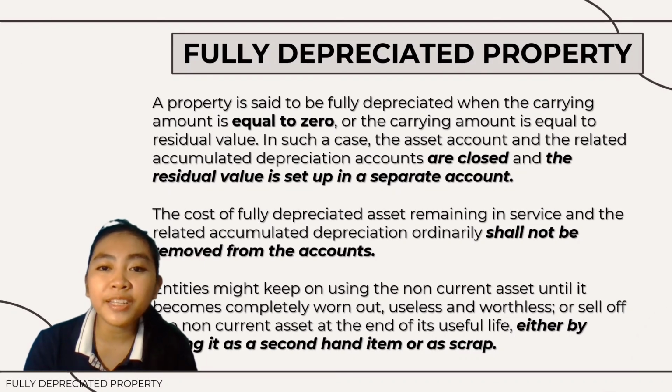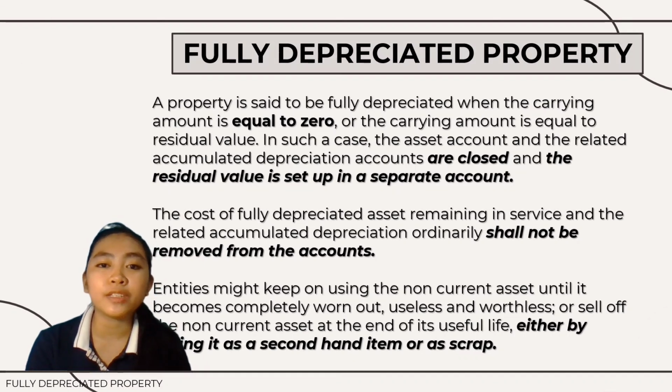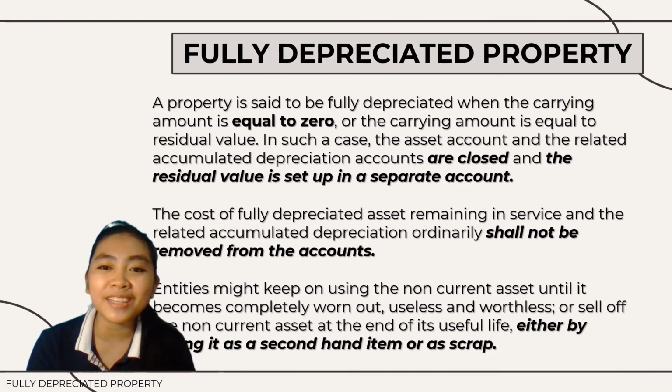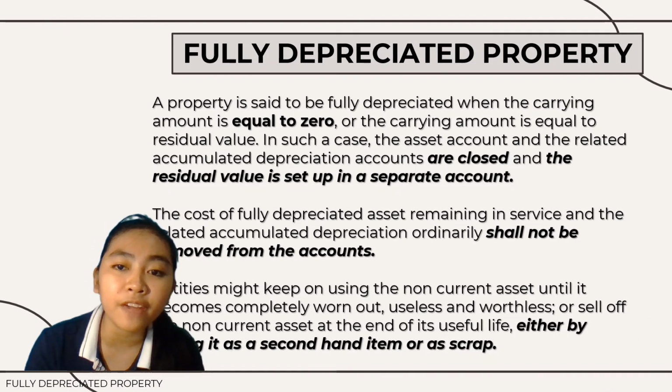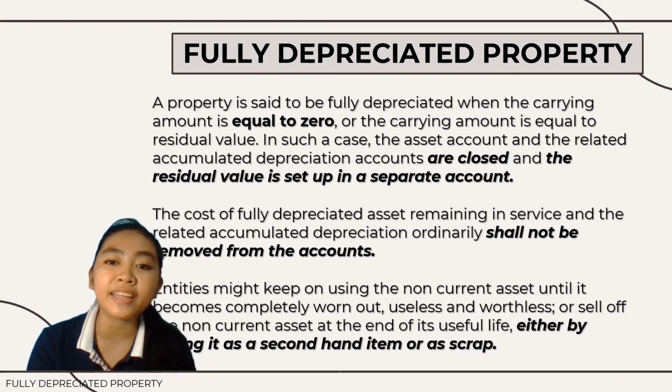The cost of fully depreciated asset remaining in service and the related accumulated depreciation ordinarily shall not be removed from the accounts. Entities might keep on using the non-current asset until it becomes completely worn out, useless, and worthless, or sell off the non-current asset at the end of its useful life either by selling it as a second-hand item or as a scrap.